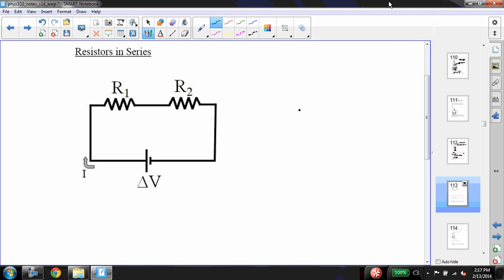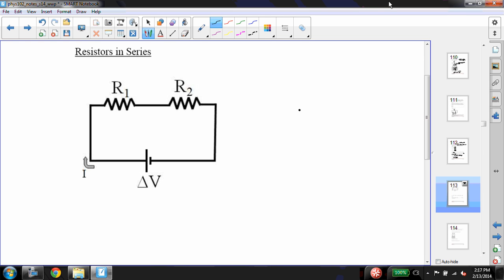So now, just like we did with capacitors, where we looked at capacitors in series and capacitors in parallel, we're going to look at resistors in series and resistors in parallel. And we'll have some similar rules like we did for capacitors regarding the equivalent resistance and regarding the potential and the current in those resistors.